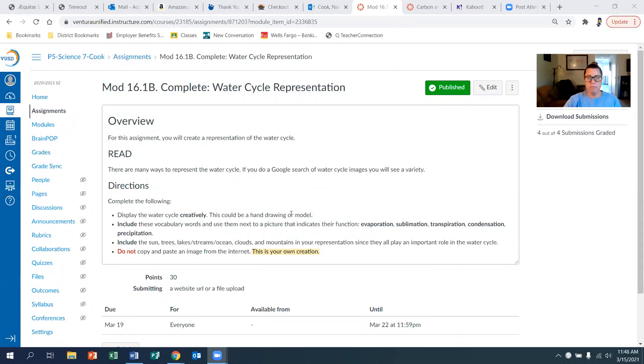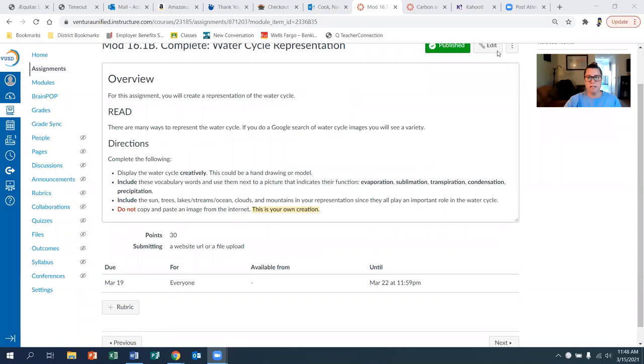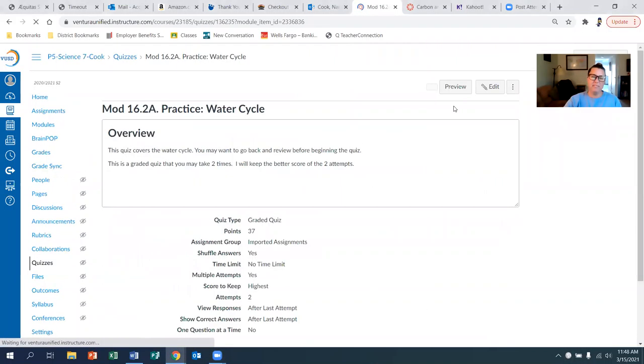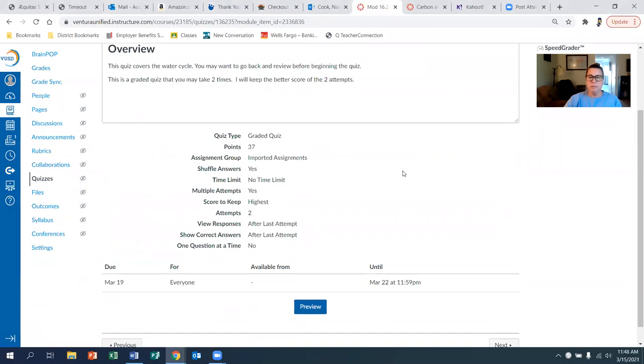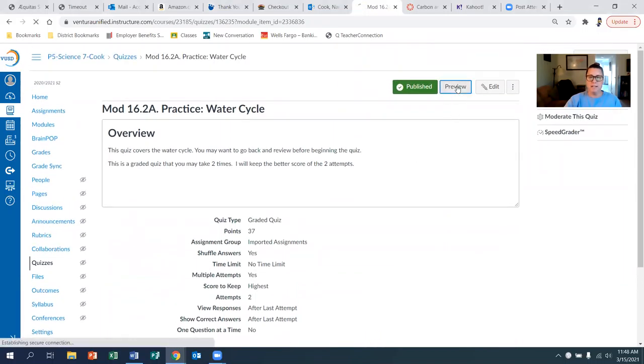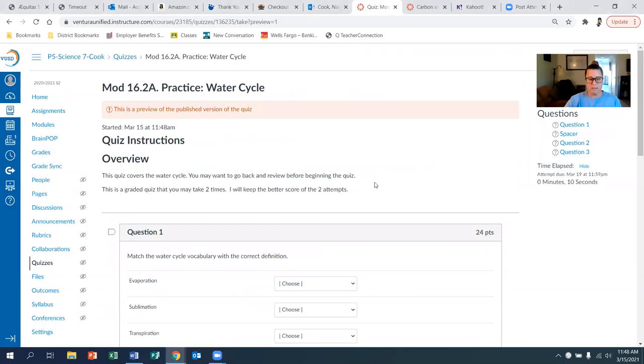So you should be able to get that project completed, right? Draw it or create a model. It's your own creation. After you do that, the next page is a quiz. And I cannot stress it enough. As many times as I said it last week, there are still people handing in answers to the last question. Let's just go into here and take a look at it.